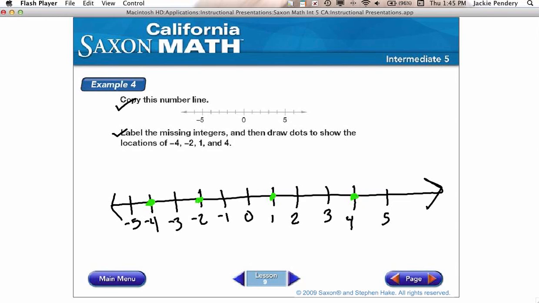Go on to your lesson practice. A, B, and C are on page 59. There is D at the top of page 60. Don't forget it. Again, nice, big, clear number lines.